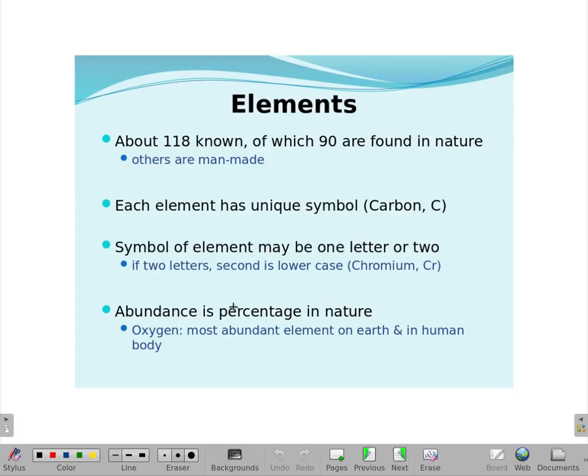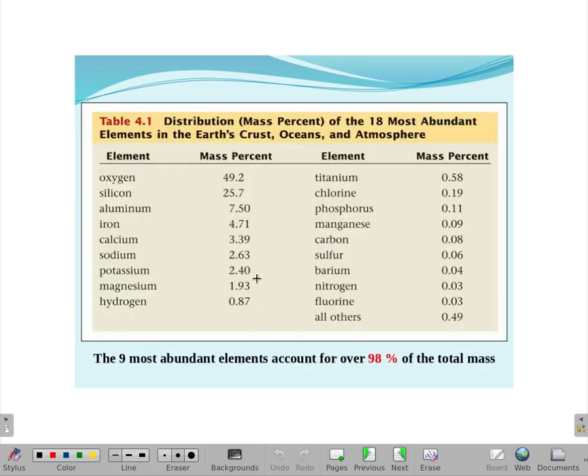All right, on the next slide, we're going to see abundance in nature and also in mammals, human bodies. So oxygen is the most in all cases. Matter of fact, on the Earth, it makes up 49.2% of the mass of the planet. And the first 9, which is this first row, actually make up 98% of the mass of the Earth.